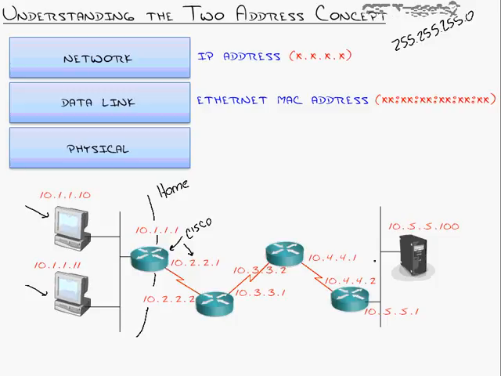You can never have two interfaces of the same router plugged into the same network. So if you had something like that, it can't be done. Can't have two interfaces of the same router plugging into a network.